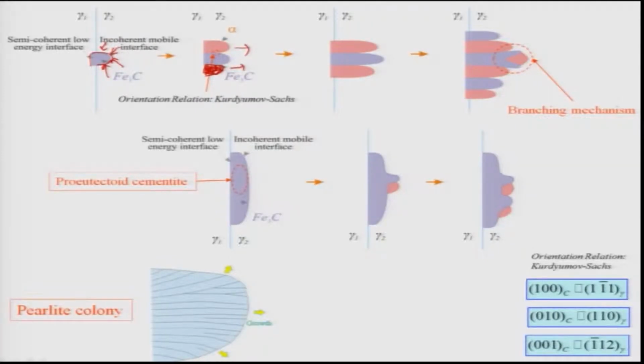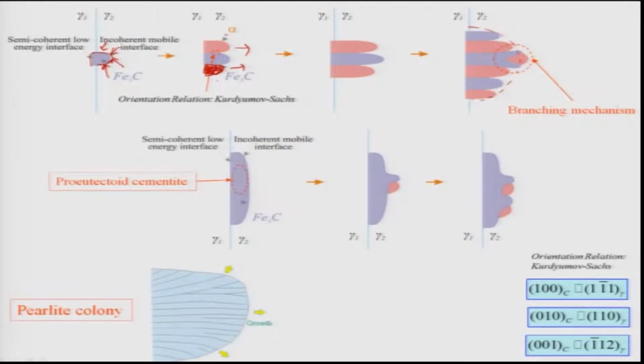And as growth of alpha requires rejection of carbon, it does not require any carbon, so nearby regions will become rich in carbon, and this will lead to further nucleation of Fe3C. This is exactly how the nucleation and growth of these phases happens, and this leads to colony formation. This is a colony, and as we have seen in the microstructure, the colonies form.